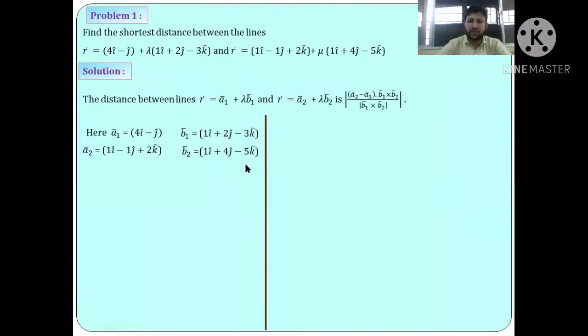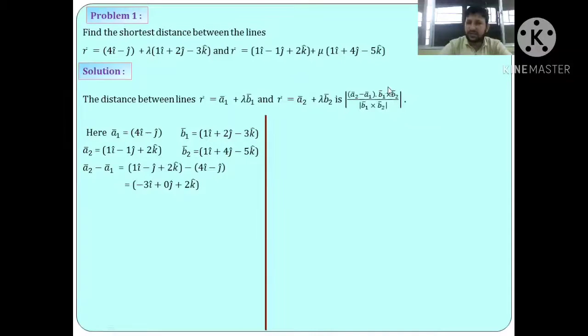After comparison, we first write values for the vectors. Now for calculating the shortest distance, first take the difference a2 bar minus a1 bar. Check the subtraction here: 1i minus 4i, the difference is minus 3i. Next minus j, and this minus minus becomes plus j, so it gets cancelled. Only remaining is 2 times k. So finally the value obtained is minus 3i cap plus 0j cap plus 2k cap. This is the value for a2 bar minus a1 bar.